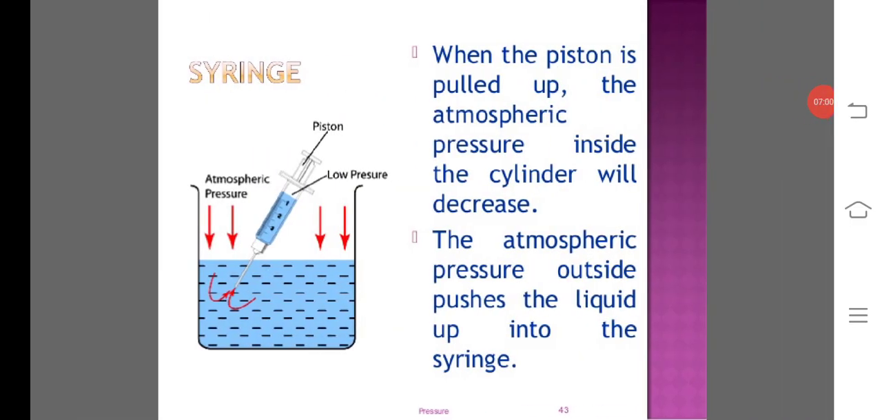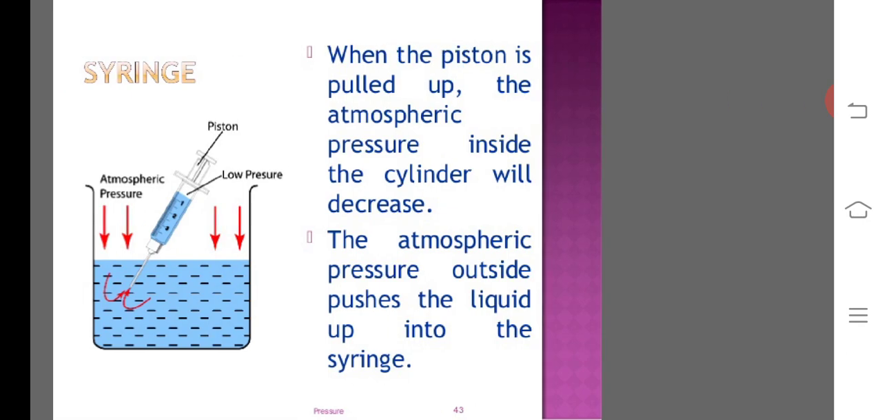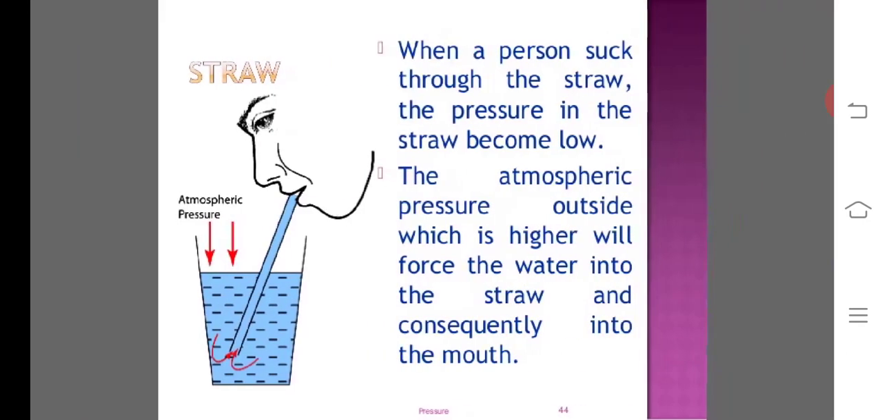Now, some examples of atmospheric pressure. Example: syringe. When the piston is pulled up, the pressure inside the cylinder will decrease. The atmospheric pressure outside pushes the liquid up into the syringe. Second is a straw. When a person sucks through the straw, the pressure in the straw becomes low. The atmospheric pressure outside, which is higher, will force the water into the straw and consequently into the mouth.